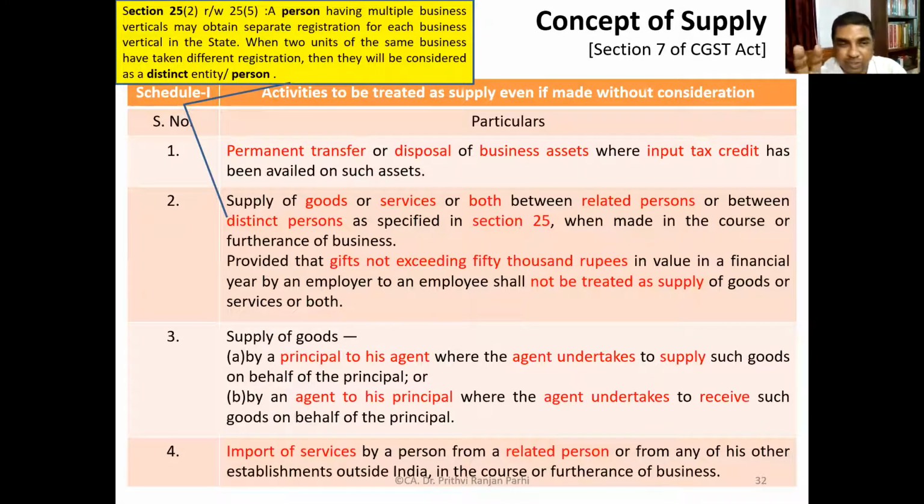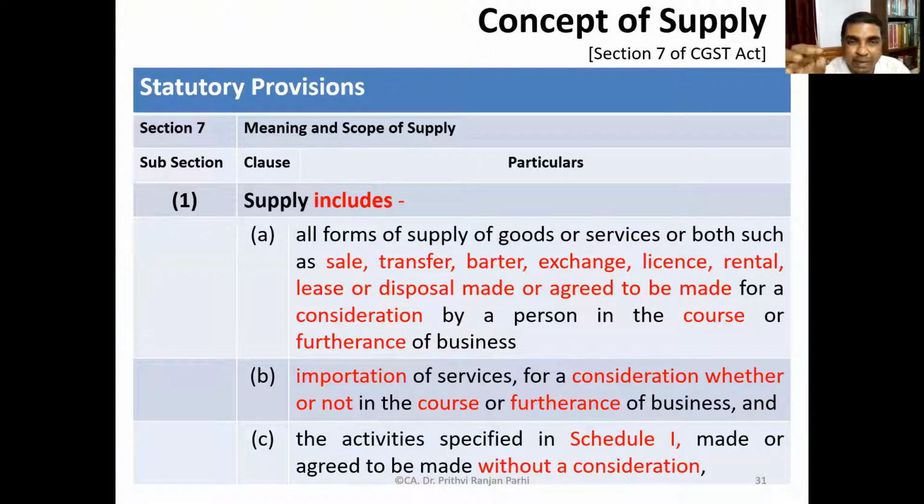Okay, these are the broadly 4 instances we have seen where, even if consideration is not involved, the transactions can still be regarded as supply. Hope it is clear. From the beginning, I told you that if you look at the supply definition, you can find out supply includes all these things.